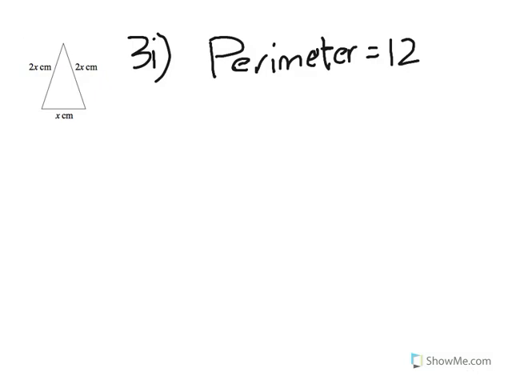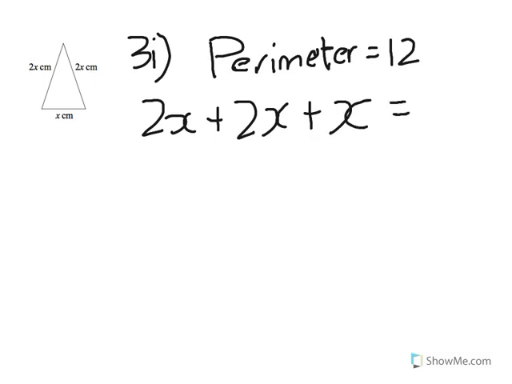Okay, so in question 3, you're given this isosceles triangle, and you're given the sides in terms of x, and you're given the idea that the perimeter is equal to 12 centimeters. So now what you have to do in 3.1 is use this information to write down an equation in x. Now perimeter is nothing but the addition of all the sides of a triangle, or all the sides in a shape. So in this case, there are 3 sides, 2x, 2x, and x. So if we add all of these, we'll get the perimeter. And in this case, the perimeter is 12. So that's our equation in x.